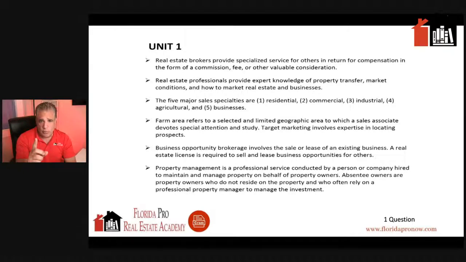Just to recap, if they are getting salary only, they do not need to be licensed. Same with a rental agent. If they are getting salary plus commission, they need to be licensed. If they are receiving commission only, they definitely need to be licensed. Okay? Just want to make sure everybody understands that. So if you see that on the state exam, we don't want to have any confusion on that whatsoever. Okay? We want to make sure we understand that.